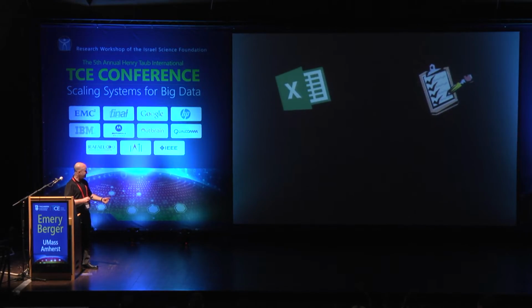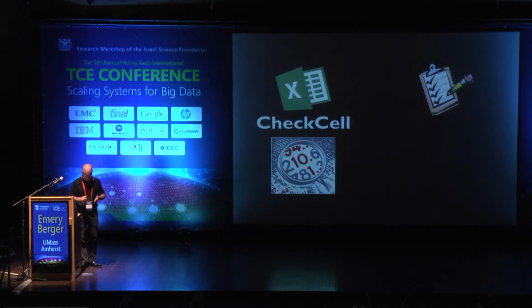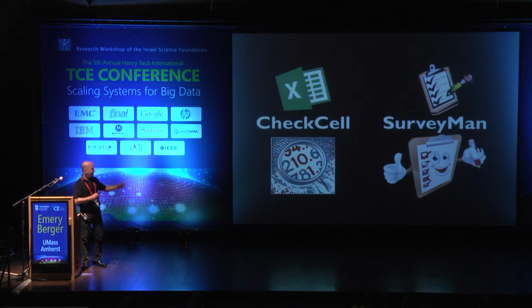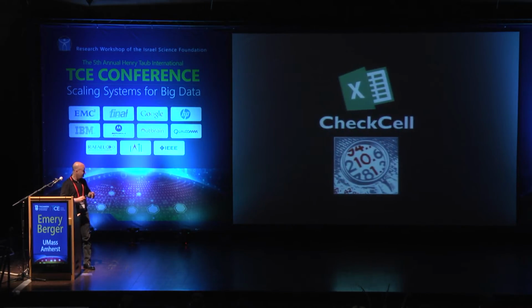So what I'm going to talk to you today about is two things that we built to address these issues. There's plenty to do in this domain. This is just our first two efforts. I'm going to talk about something that we built to find problems in spreadsheets that we call CheckCell, and something to address issues in surveys, which I'll explain in detail, called SurveyMan. All right, so I'm going to start with CheckCell.